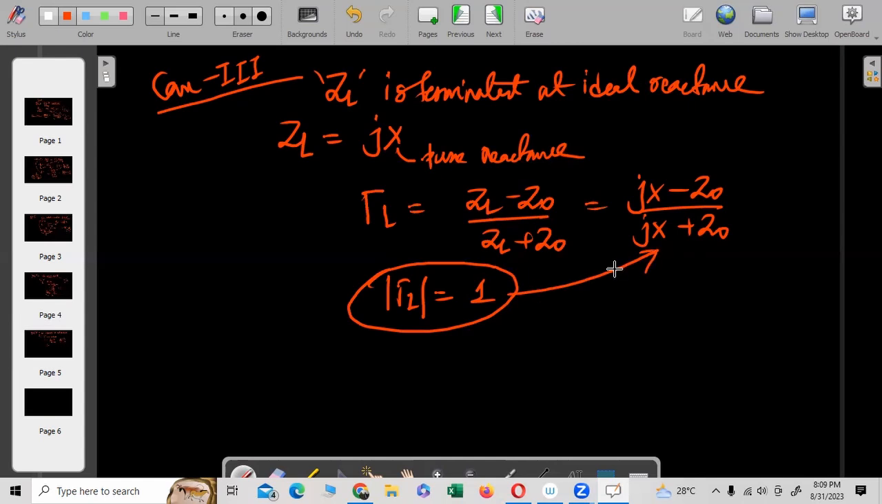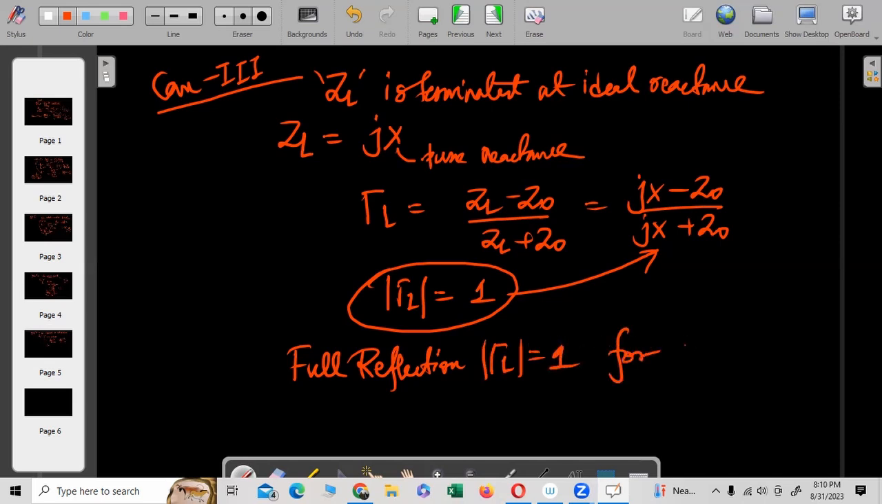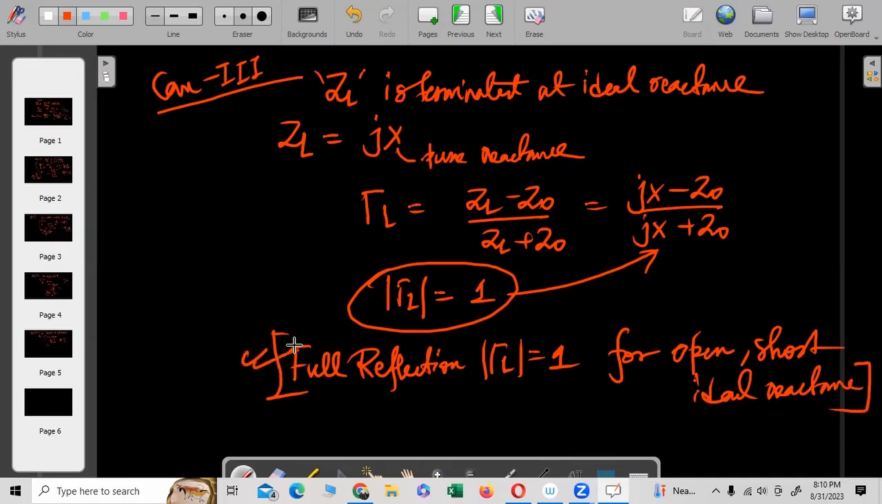So what are we getting? We are getting full reflection. Whether it is open circuit, short circuit, or ideal reactance, it cannot absorb the power, and we are getting full reflection. My conclusion is 100% reflection: the mod of gamma L is 1 for open circuit, short circuit, or ideal reactance. For all the cases, we are getting full reflection.